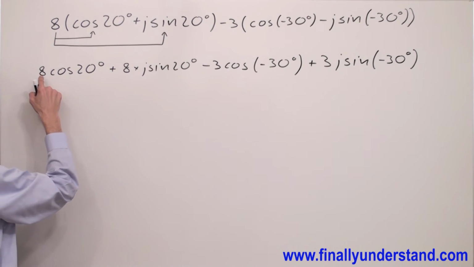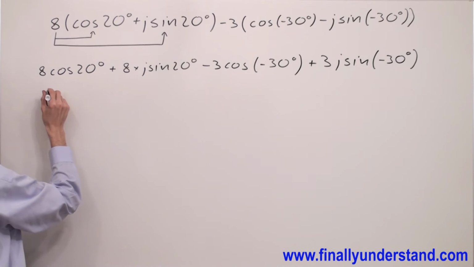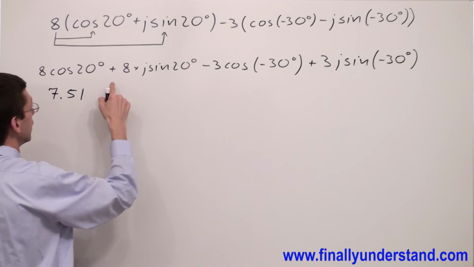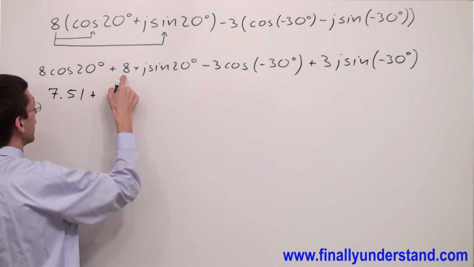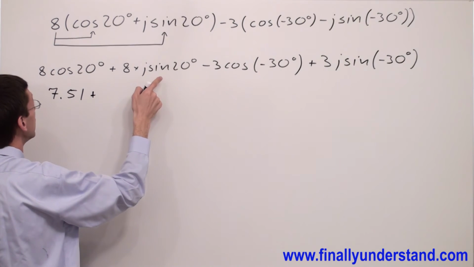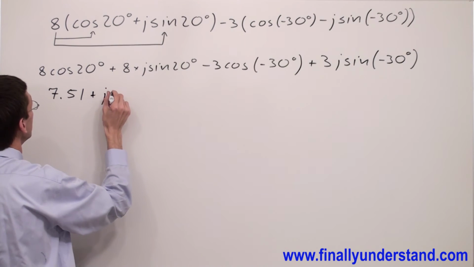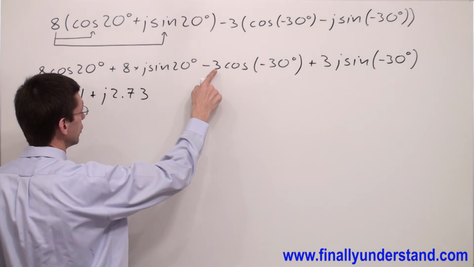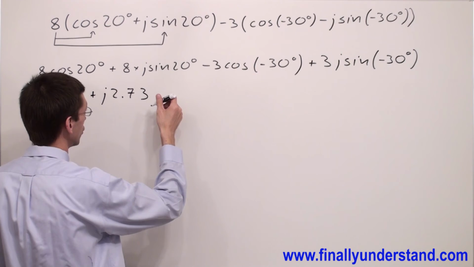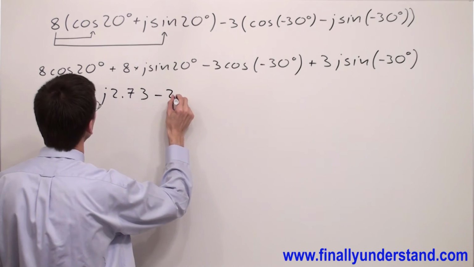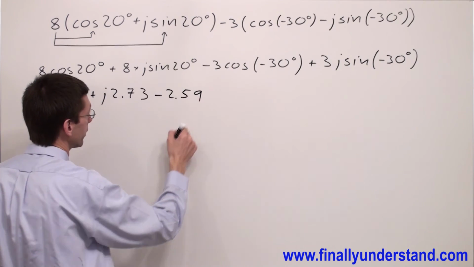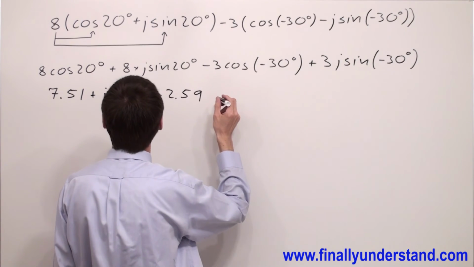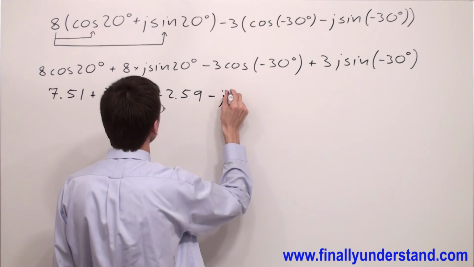Use your calculator. 8 cosine 20 is equal to 7.51, plus 8 times j sine 20 is equal to j 2.73. Negative 3 cosine of negative 30 degrees is equal to negative 2.59, and 3j sine negative 30 degrees is equal to negative j 1.5.